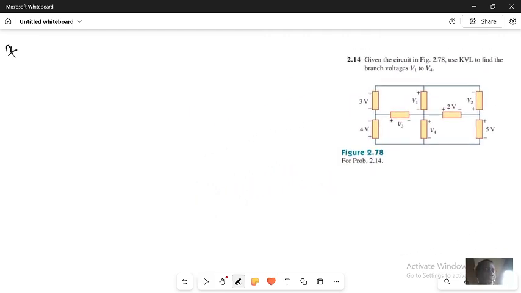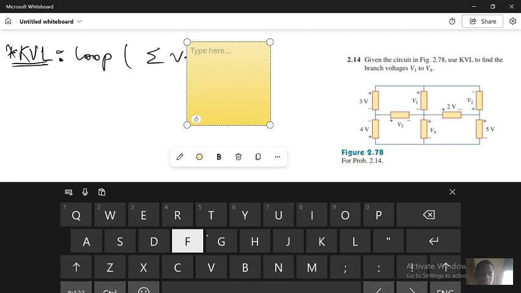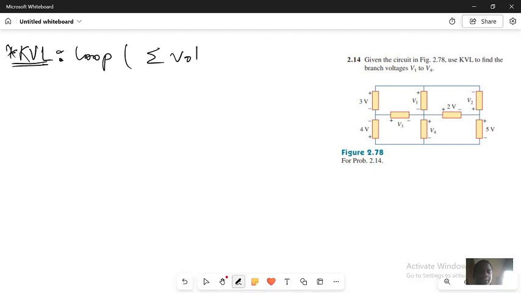Now we'll solve this example using KVL. We say KVL: in a loop, we discussed what a loop is, the summation of the voltage is going to be equal to 0. Let's see in this example.